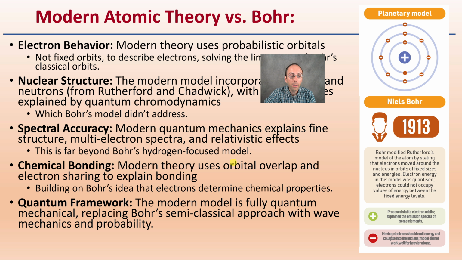In chemical bonding, we're building on Bohr's idea that electrons determine chemical properties. Here we're looking at orbitals that overlap. We'll have ionic bonds and covalent bonds, all of which can be further explained in this quantum framework. The modern model is fully quantum mechanical, replacing Bohr's semi-classical approach.